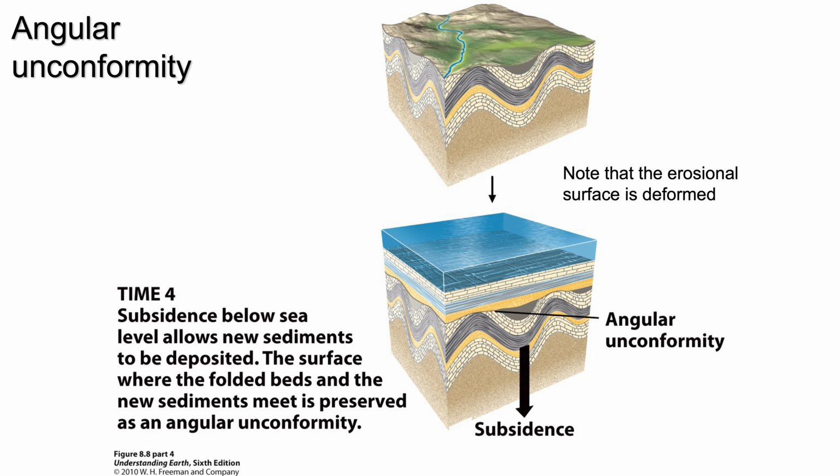Subsequently, this tectonically deformed series of beds is going to drop below sea level and reignite sedimentation on top. And as we see here, the beds are at an angle relative to one another. This is known as an angular unconformity. The angular unconformity is represented by sedimentary rock that was deposited horizontally initially. That rock was deformed, eroded, and then covered by subsequent sediment.